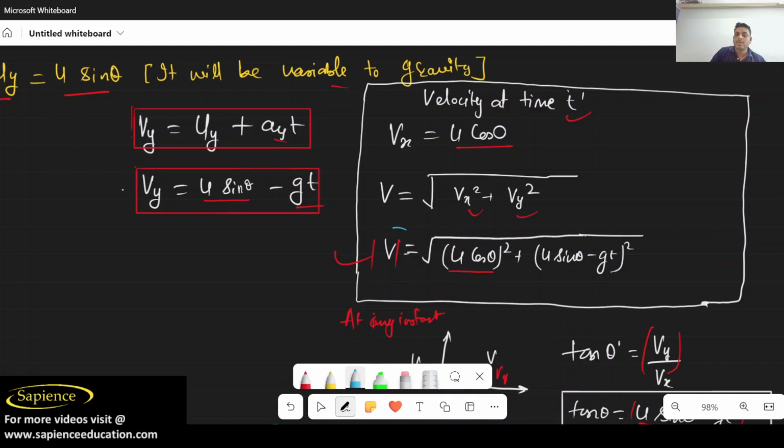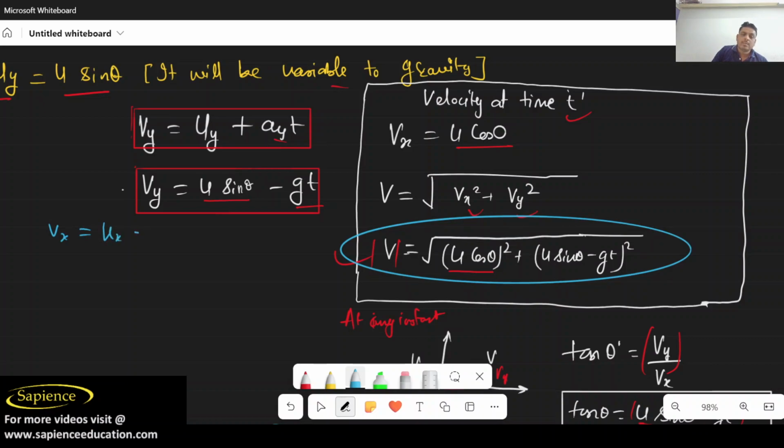So this is a very important formula. This is the generic formula. I hope you have understood. One thing I want to clear: if you are talking about the Vx component, you have to use Ux plus Ax into T. If you are using the Vy component, you have to write Uy plus G into T, or Ay into T.